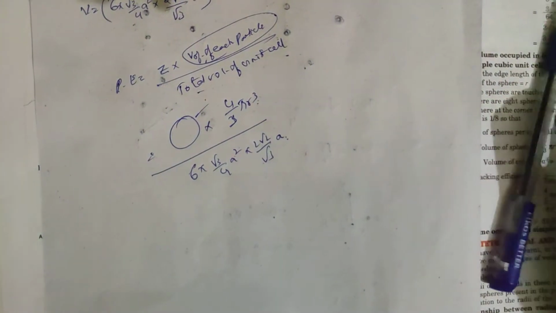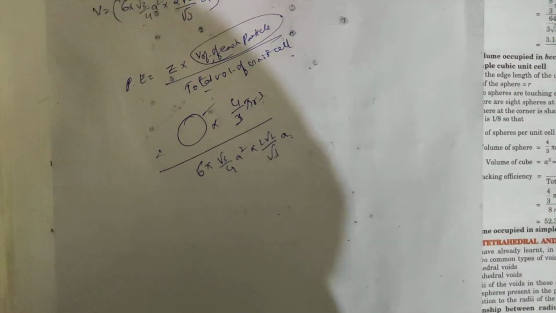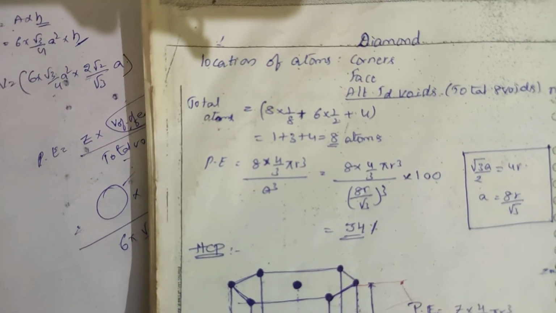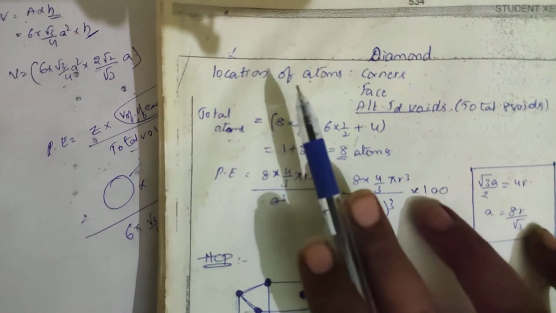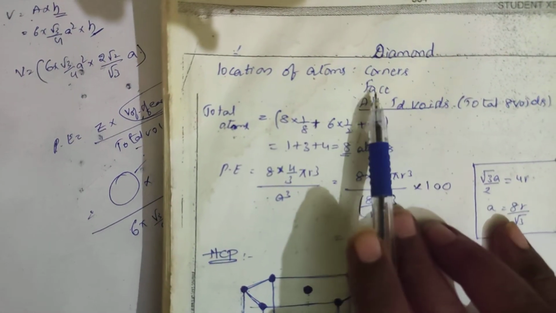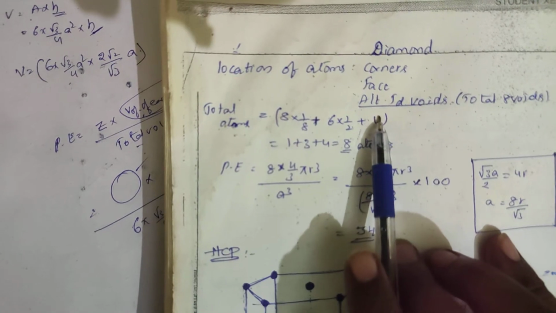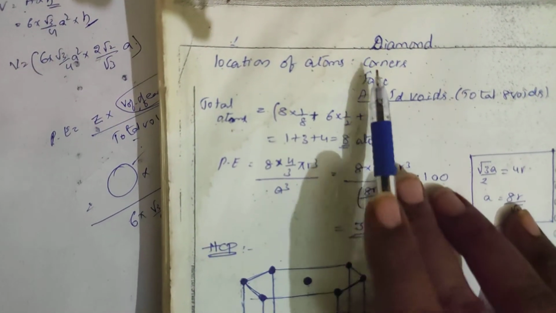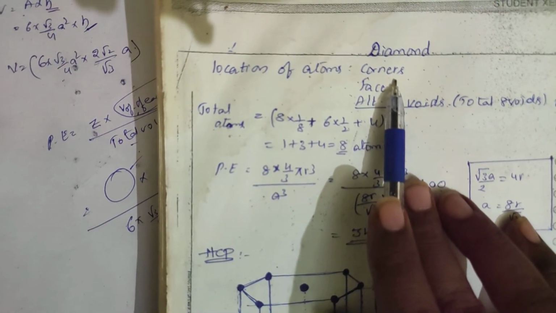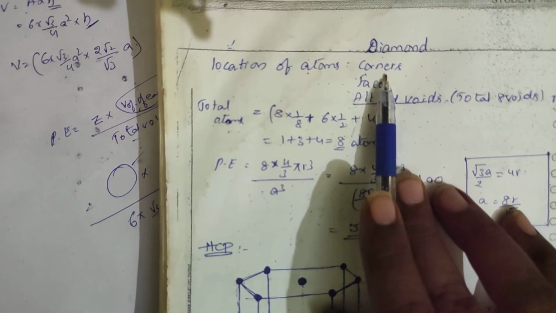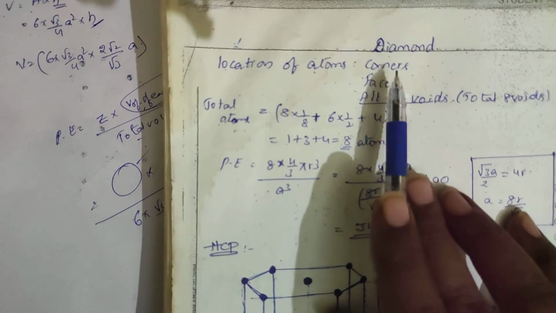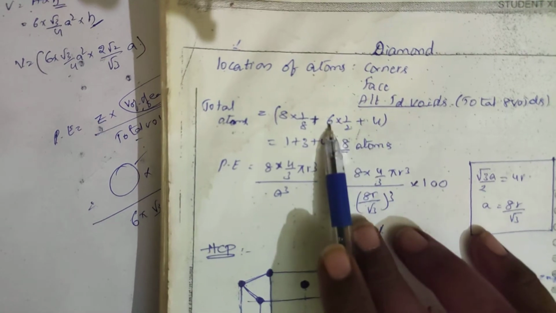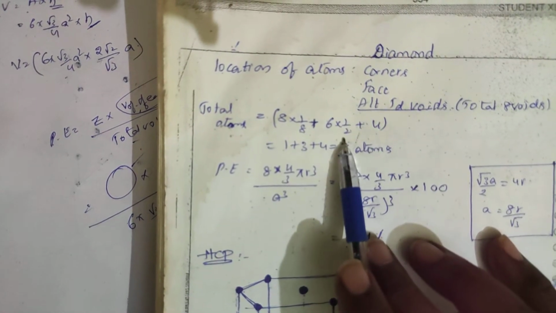There is one more topic, that is the packing efficiency of diamond. Diamond you can remember directly like this. In diamond, particles are present at the corners, as well as the faces, as well as alternate tetrahedral voids. Corners means how many corners are there? 8 corners like a cube, right? Each contribution is 1 by 8. At the faces, how many faces are there? 6 faces, and each face contribution is half.